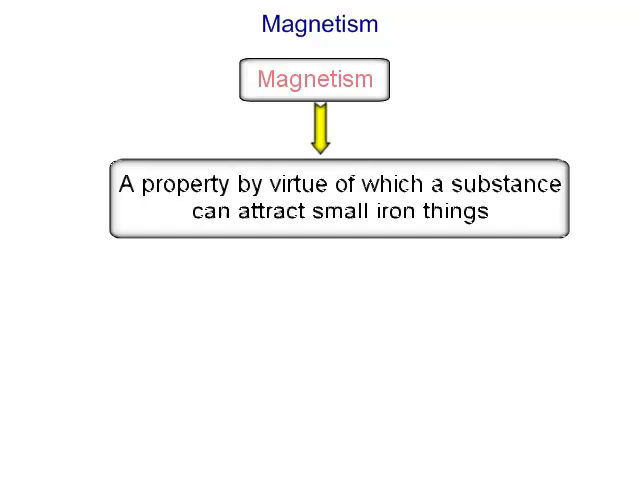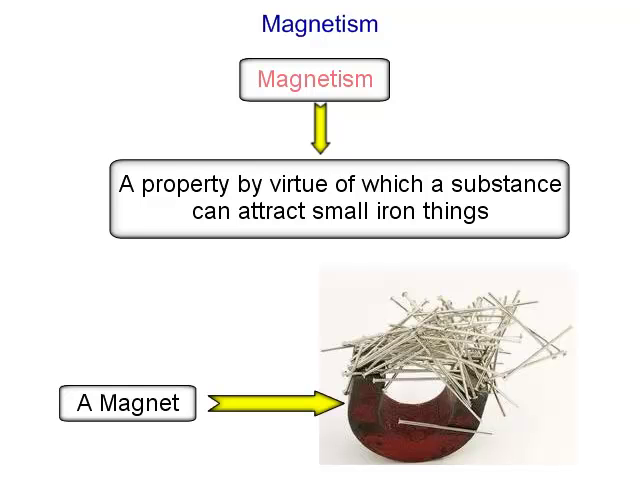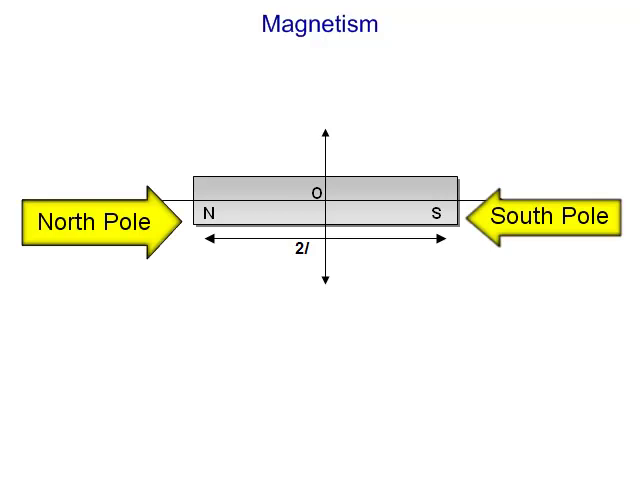Magnetism is a property by virtue of which a substance can attract small iron things towards it. So, a magnet is a substance possessing the property of magnetism, or it is a substance which attracts small iron things towards it. Every magnet has two poles, north and south.